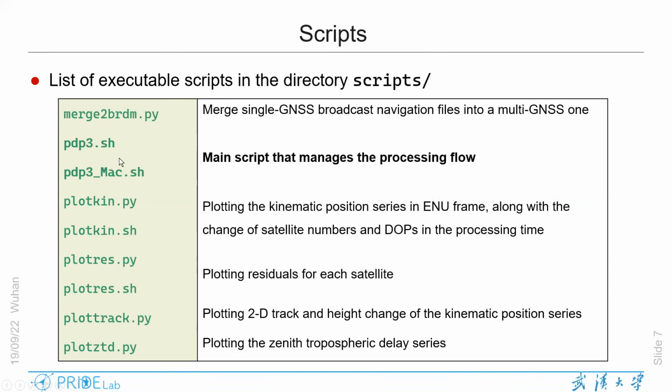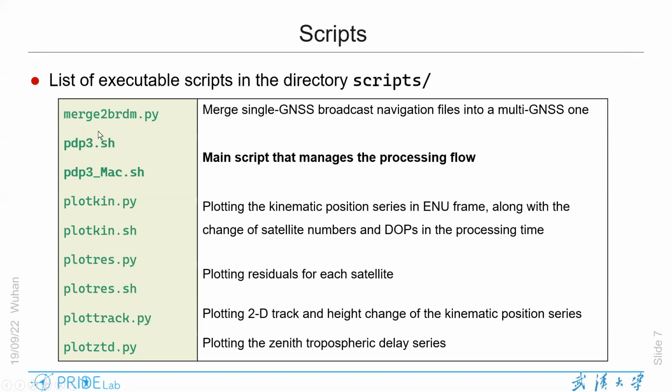Note that there are 2 scripts named with PTP3. One is for the common Unix system, and one is for the Mac operating system. They are slightly different in bash syntax. Usually, you don't need to worry about how to choose between these 2 scripts, as this can be done automatically during the installation. Then, after the installation, one of these 2 scripts will be renamed to PTP3, which is exactly the command we use to finish our processing.